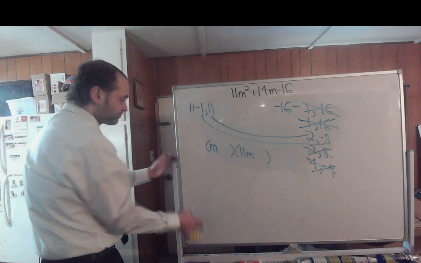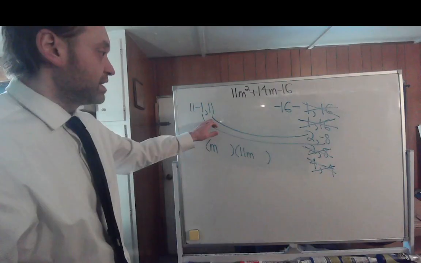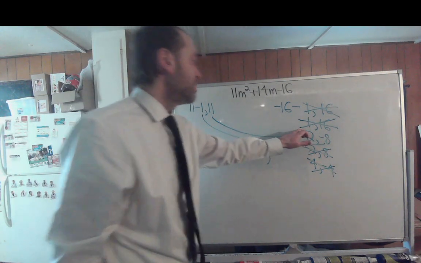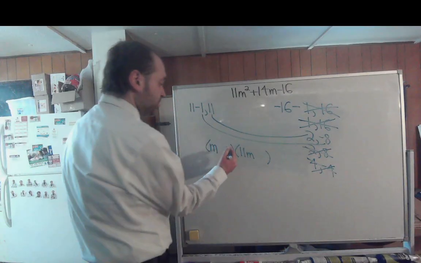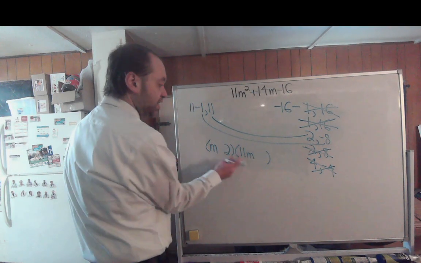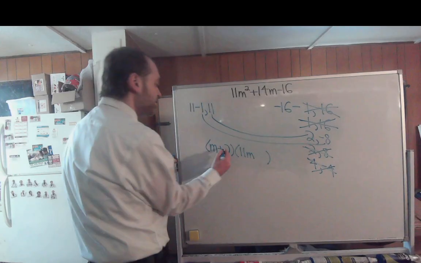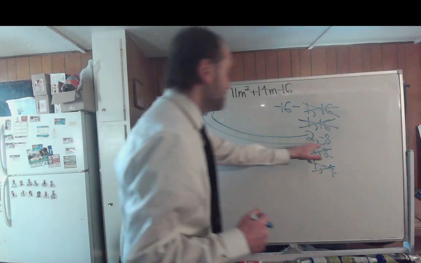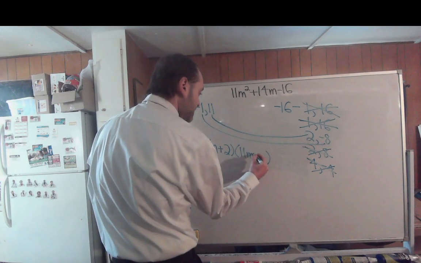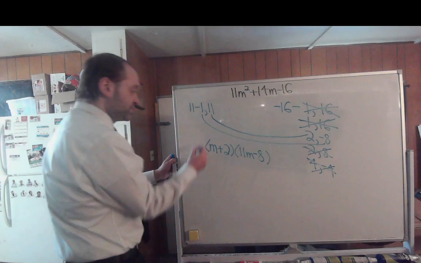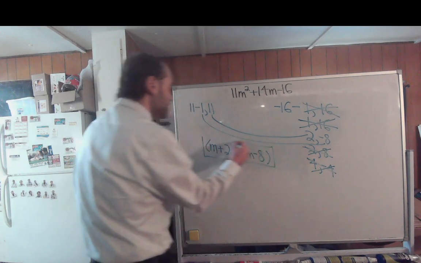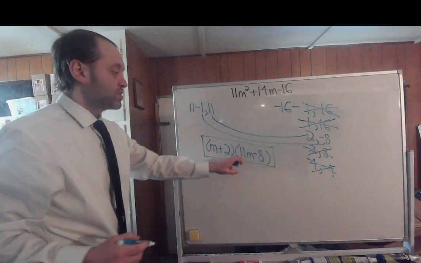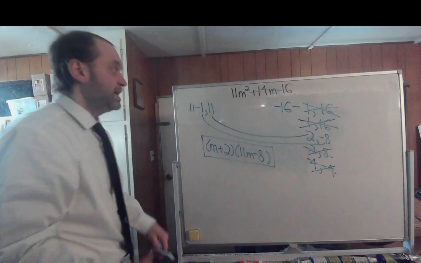Alright. Now, what did we multiply that 11 by? We multiplied it by positive 2. So that positive 2 will go to the left of that 11m. So you'll have m plus 2 for your first quantity, meaning your other factor of negative 8 would go after the 11m. So this is going to factor into the quantity of m plus 2 times the quantity of 11m minus 8.